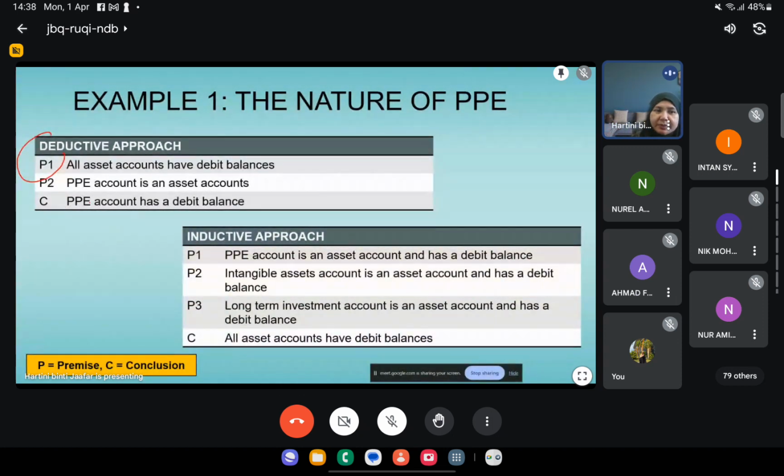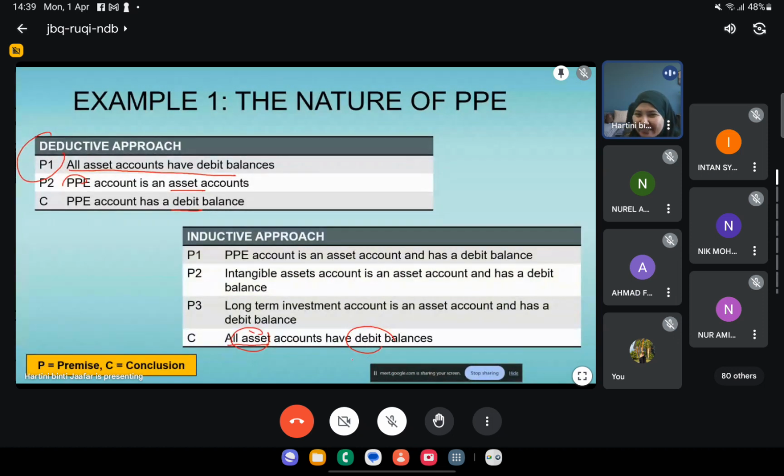The general principle tu apa? General principle adalah all asset accounts have debit balance, and because PPE is an asset account, therefore it must have a debit balance. Okay, so inductive pula dia tengok satu-satu, one by one, all the asset accounts, because at the end of the day we want to conclude that all asset accounts have debit balance. So we observe all asset accounts to see whether they have debit balance or not.